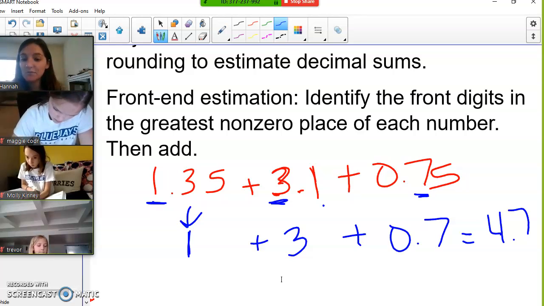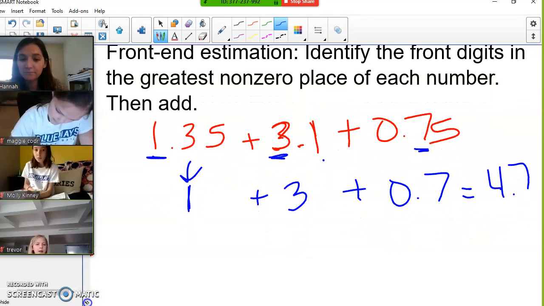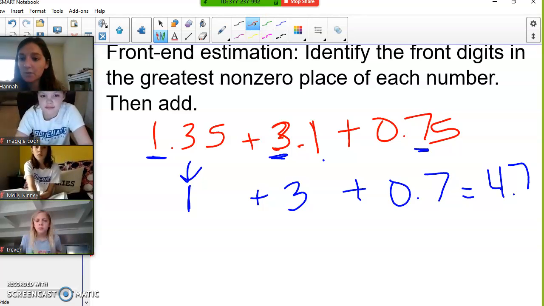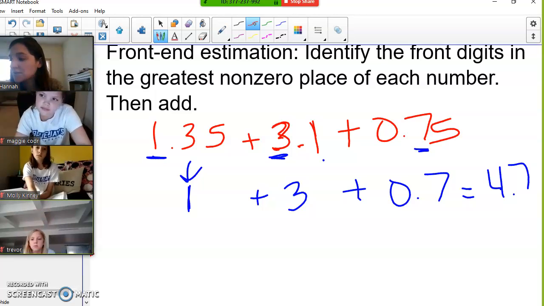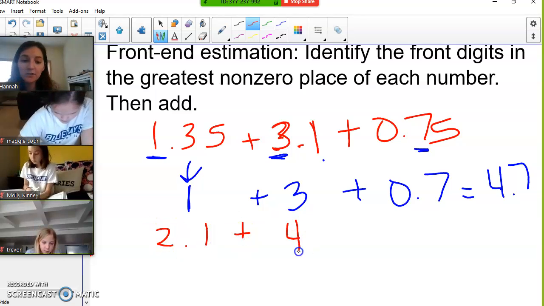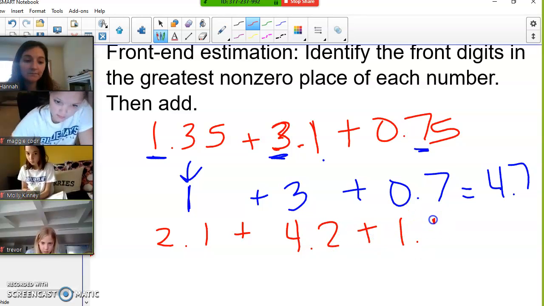So I'm going to do it again. I'm going to do another example just below that. So I'm going to do it one more time and then I'll open it up to questions. Okay. All right. So let's go ahead and we're going to do number 1. So we have 2.1 plus 4.2 plus 1.9.